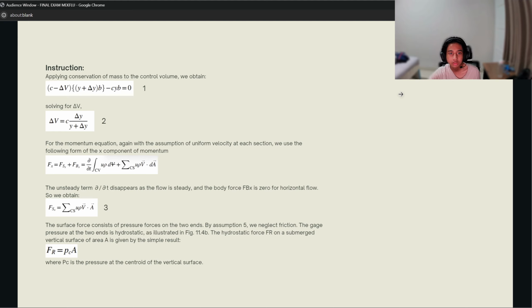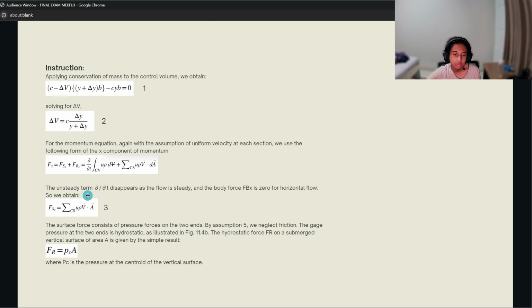By applying conservation of mass to the control volume, we obtain this equation. After that, we can solve for v, and then we simplify or move the v, which is basically just algebra, and then we get delta v as this equation. And then for the momentum equation, again with the assumption of uniform velocity at each section, we use the following form of the x component of momentum, from this equation.